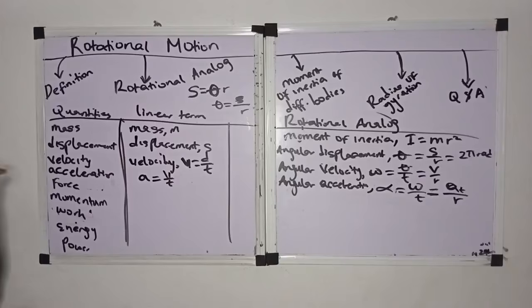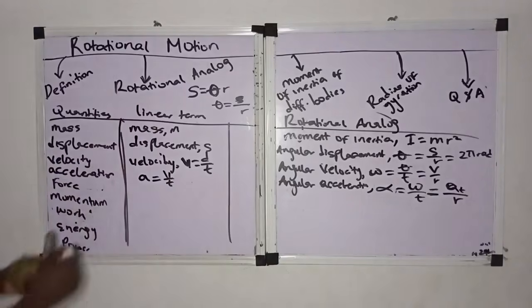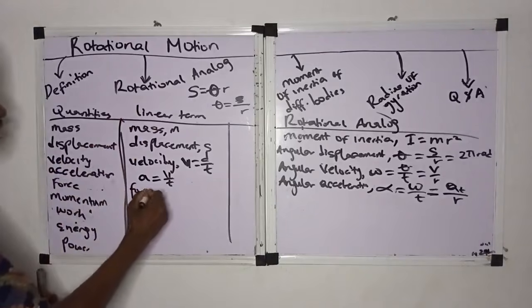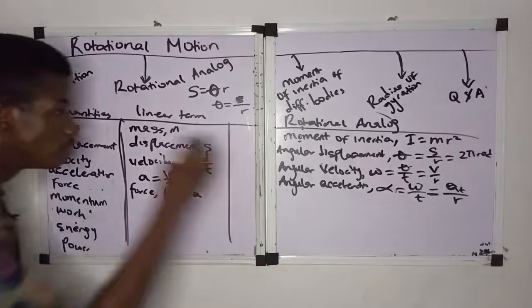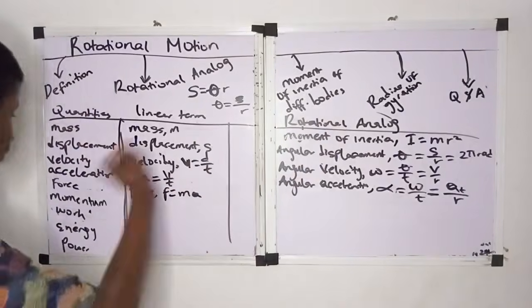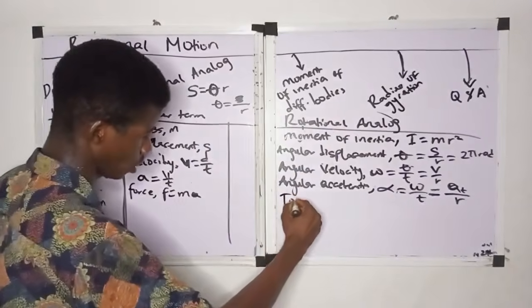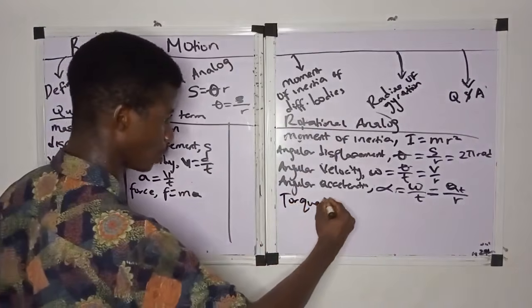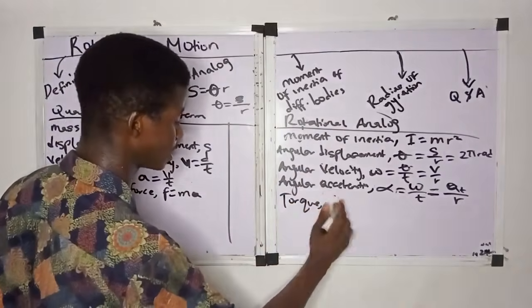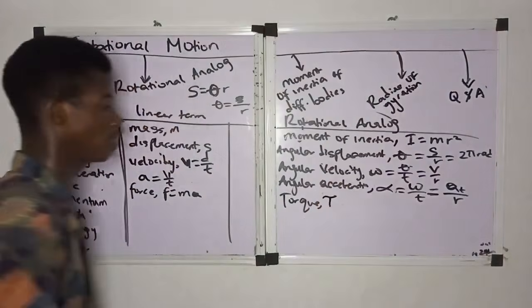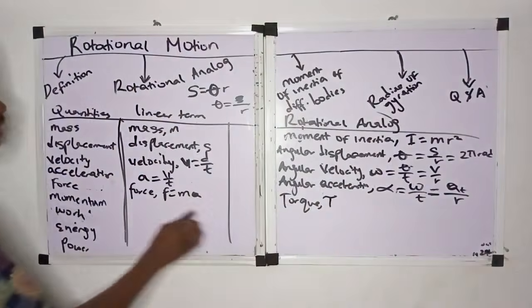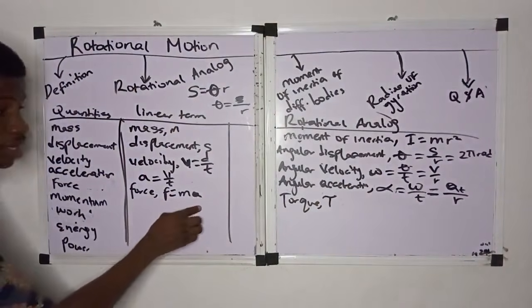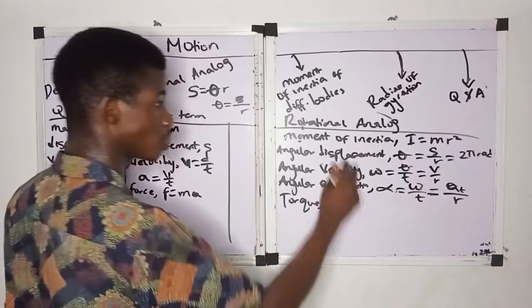Then what about force? The linear term for force is still force, and remember, force is mass times acceleration, right? The rotational analog of force is known as torque, represented by this symbol. Now, if force is equal to ma, therefore torque will be equal to what?